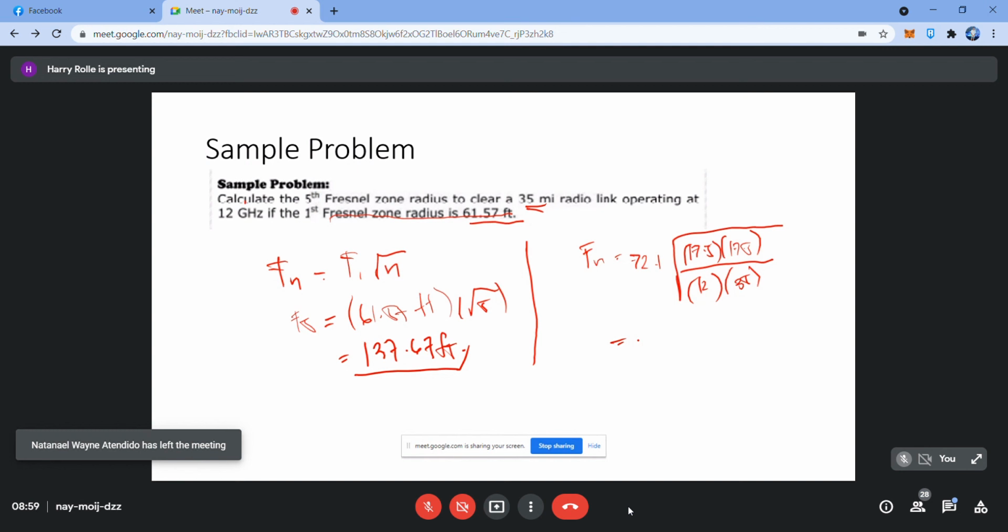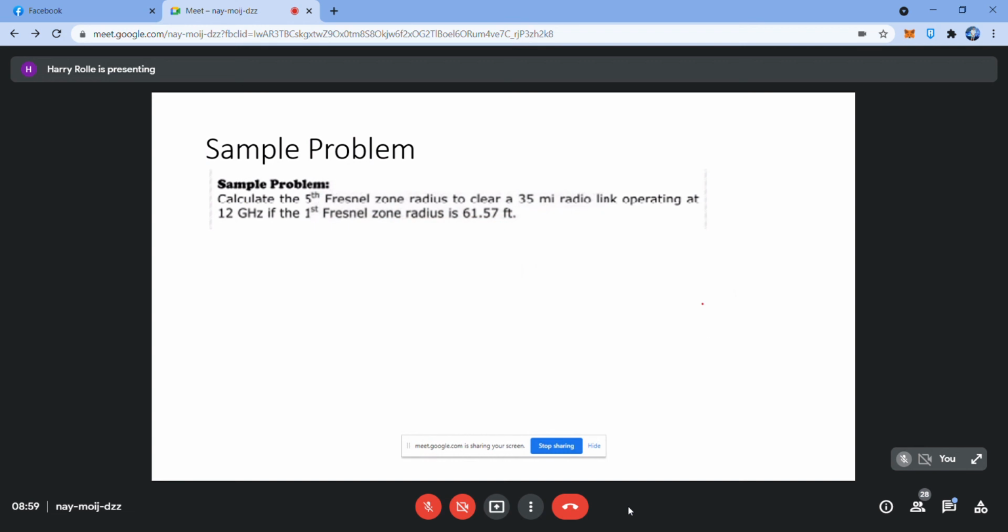Sir, tama po. Same. Apo, so same. 137.67 feet. Ay, napindot na naman. So, tama po yon at 137.67 feet. Napindot na naman siya. So, ulitin ko na lang. F5 is equals to 72.1 square root of your 17.5 miles multiplied by 17.5 miles over 12 gigahertz, at saka 35 miles. Okay, so tama po yan.